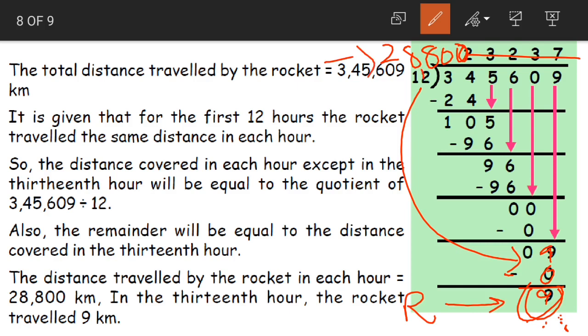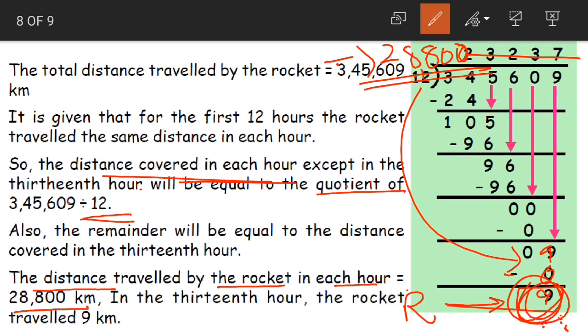This 28,800 becomes our quotient. Now this quotient is what, children? Just now we have learned that it will be the equal distance travelled in each of the 12 hours. The quotient will be equal to the equal distance travelled in each hour except in the 13th hour. So the distance travelled by rocket in each hour is equal to 28,800 kilometers, that is our quotient, and in the 13th hour the rocket travelled 9 kilometers.